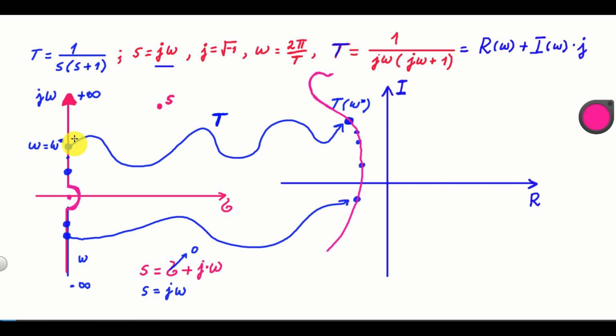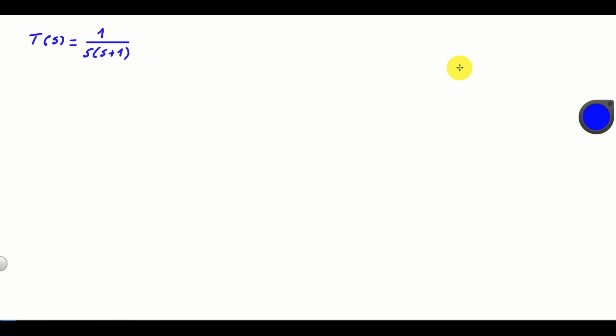However, I deliberately picked the example that's more challenging to plot, and I will have to explain how to parameterize this circle and how to sketch the Nyquist plot when we live on this circle. Okay, let's start with sketching.